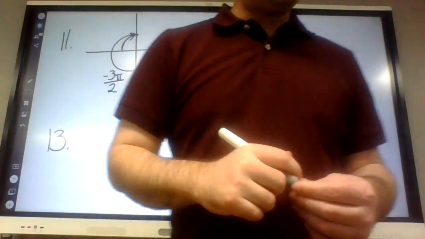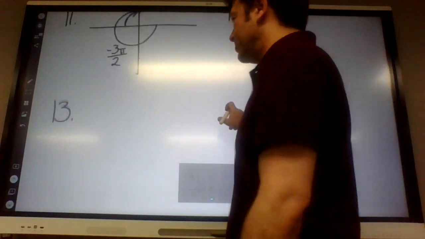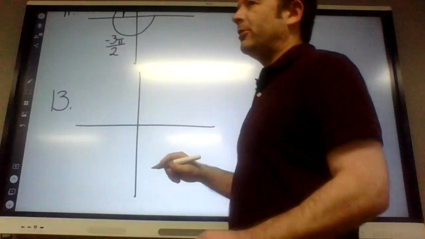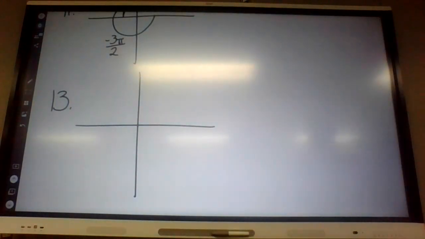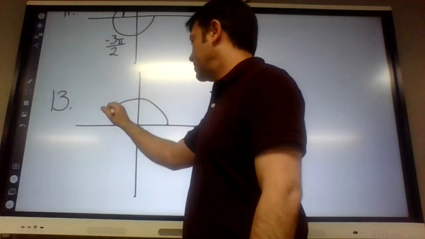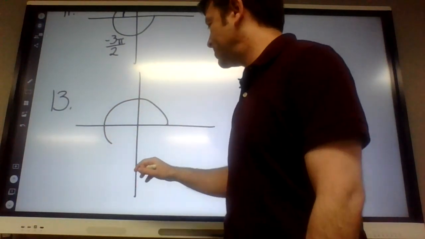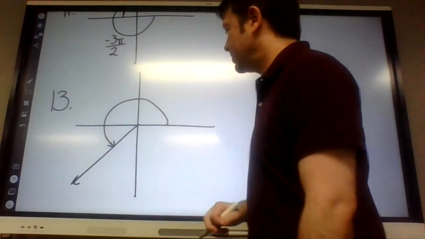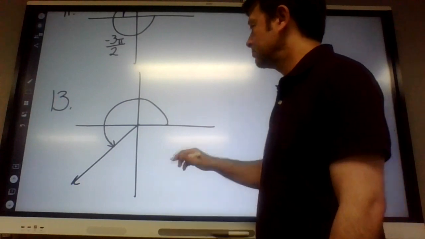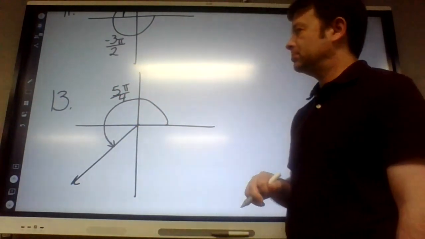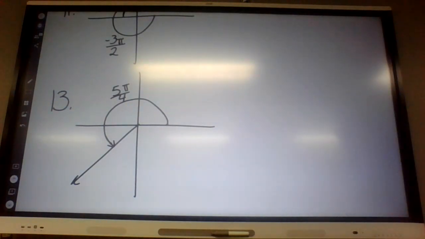Thirteen says 5 pi over 4. Where is 5 pi over 4? Probably in the picture as well, right? Well, 4 pi over 4 would be 1 pi, so it's past 1 pi. And it's a quarter of a turn past 1 pi, so it's like right there. And you should be able to find that in the picture in the upper right corner, the one that says 5 pi over 4.